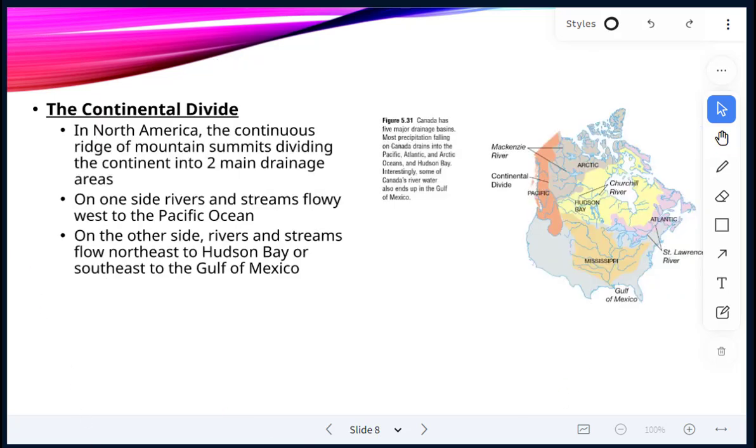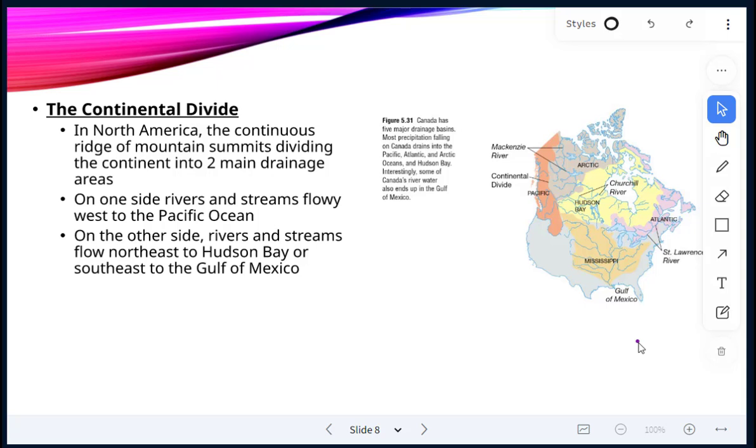Next we're talking about the continental divide, which you will also see in that Bill Nye video. In North America, there's a continuous ridge of mountain summits that divide the continent into two main drainage areas. On one side, rivers and streams flow west to the Pacific Ocean. On the other side, rivers and streams flow northeast to Hudson Bay, or southeast to the Gulf of Mexico. That's because of the continental divide.